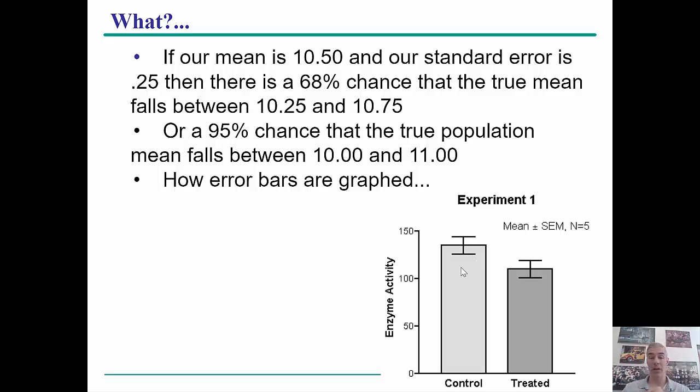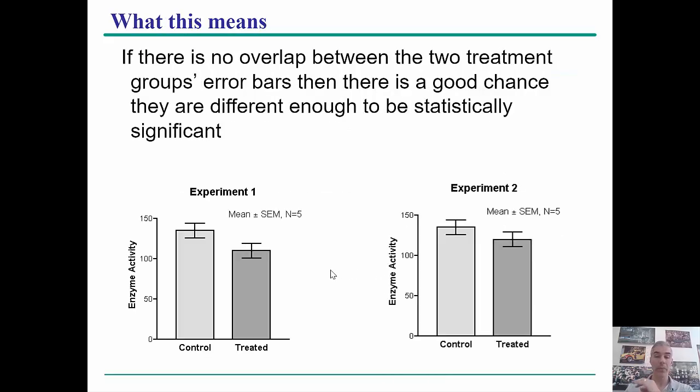Okay, so this is how error bars would look when they're graphed versus control and experimental treatments. Now, we're going to pretend that those are 2 times standard error. I know they're not in this case, but if there is overlap between them, as in experiment 2, you can see that this error bar overlaps this error bar.